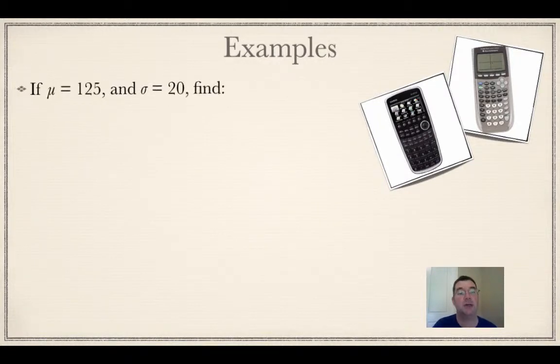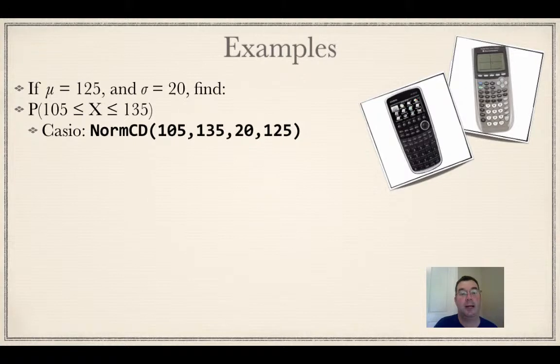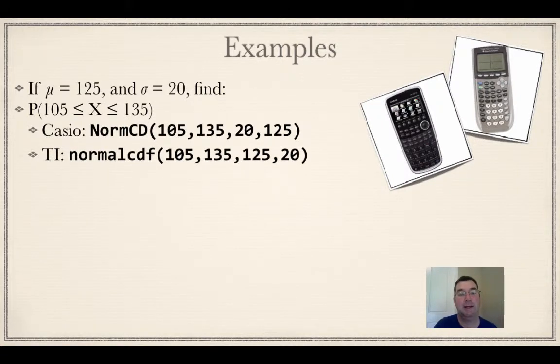So here's just some examples. If I have mu equaling 125 and sigma equaling 20, what's the probability that some x is between 105 and 135? So I have my mu, it's 125. I have my sigma, it's 20. I have my lower bound, it's 105, and I have my upper bound, it's 135. So here's what I'll enter. On a Casio, I'll do norm CD, 105, then 135, then 20, and then 125. On a TI, same thing, different function name. Remember to switch the last two numbers so that the mean comes before the standard deviation. Either way, I'll get an answer of 0.5328, and that's just rounded to 4 significant digits.